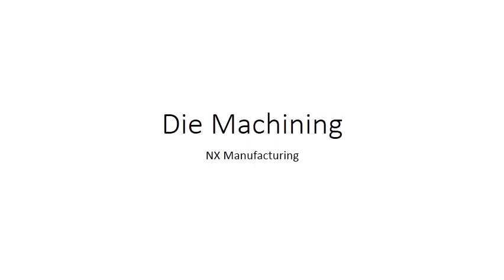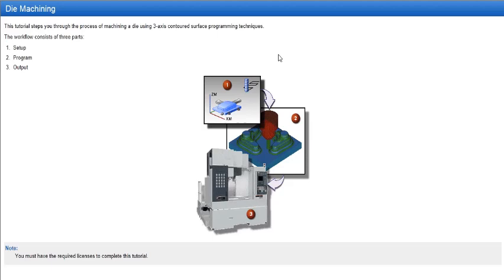Die machining, NX Manufacturing. Die machining. This tutorial steps you through the process of machining a die using three-axis contour surface programming techniques. The workflow consists of three parts: setup, program, output.